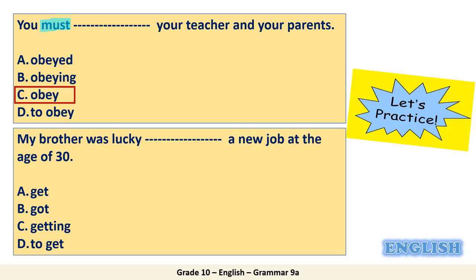Now number 2, which one have you chosen? Okay, very good. My brother was lucky. Why was my brother lucky? Very good. To get a new job at the age of 30. So when you have reason, I put to plus verb.